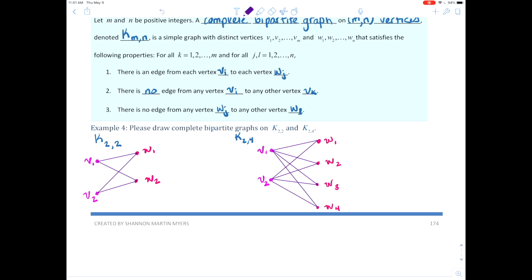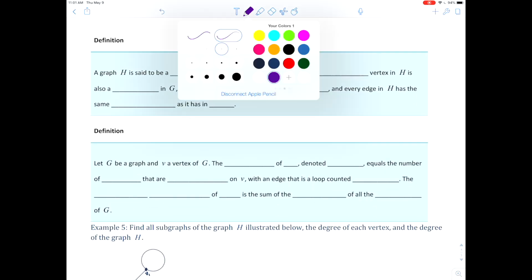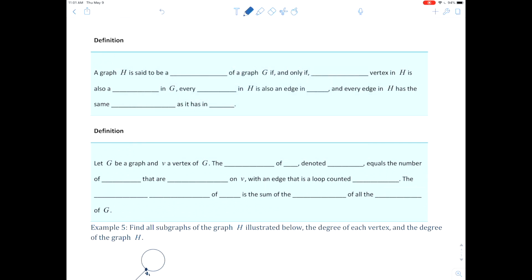Cool, cool? Kind of pretty, huh? All right, here we go. Another definition for us. A graph H is said to be a subgraph of a graph G if and only if every vertex in H is also a vertex in G, every edge in H is also an edge in G, and every edge in H has the same endpoints as it has in G.